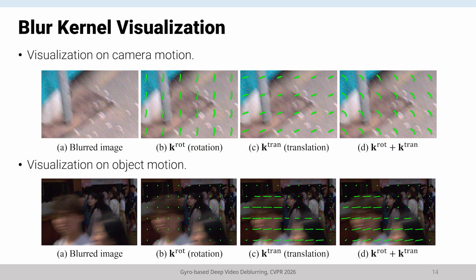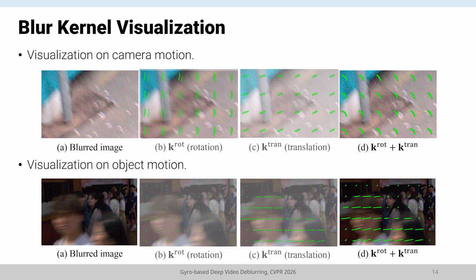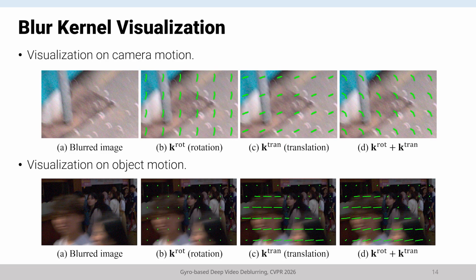These figures visualize the rotational and translational motion estimated by our method. Neither rotational nor translational motion alone can fully explain real motion blur. However, combining both produces motion trajectories much closer to real motion blur.